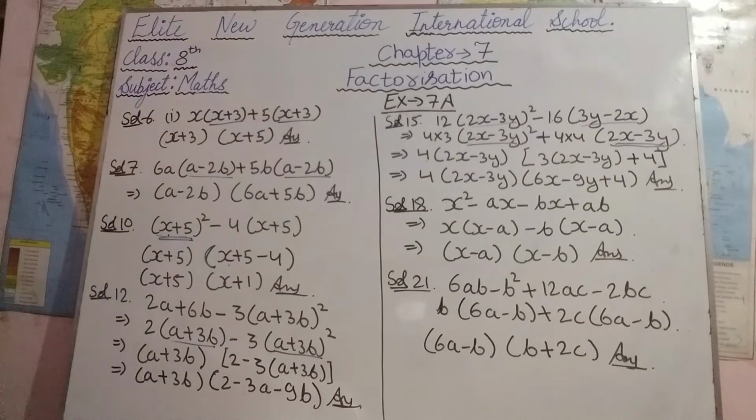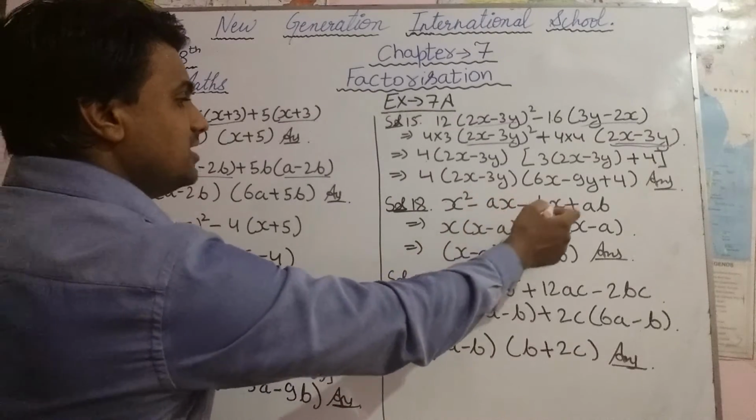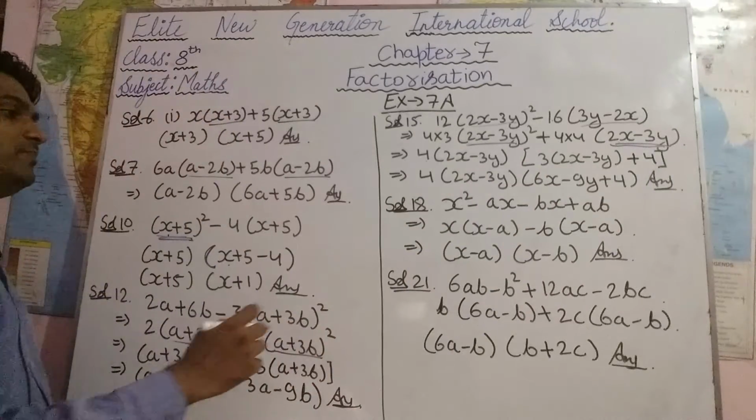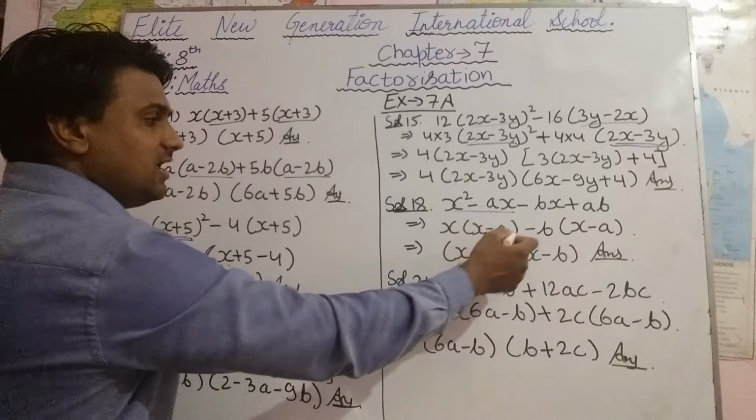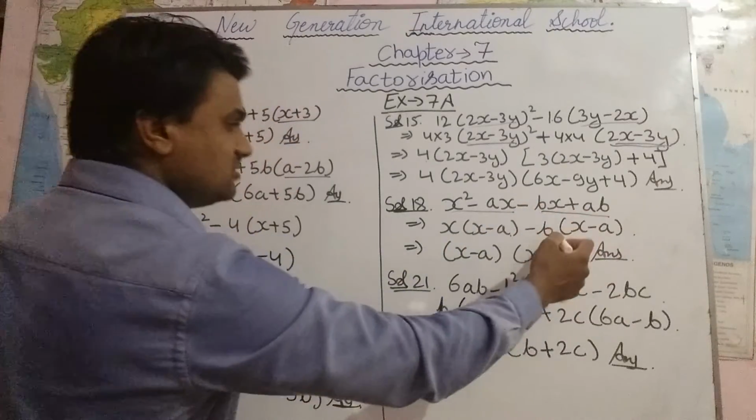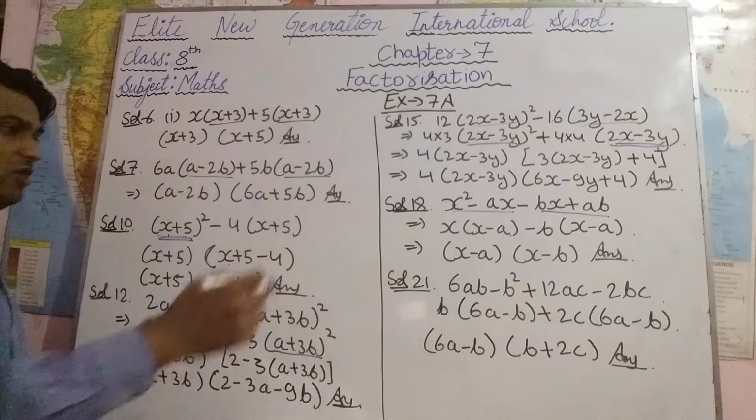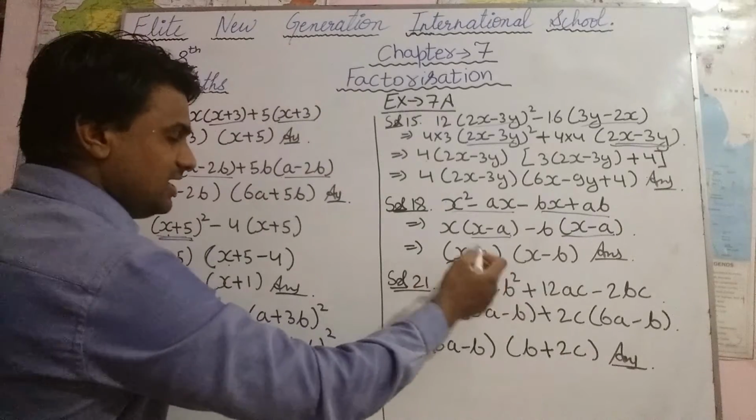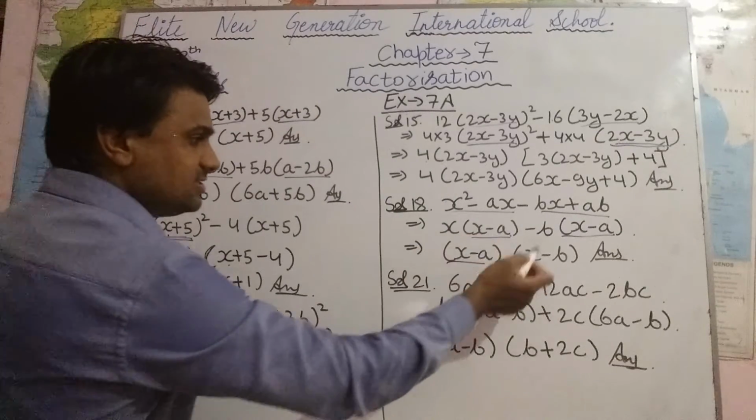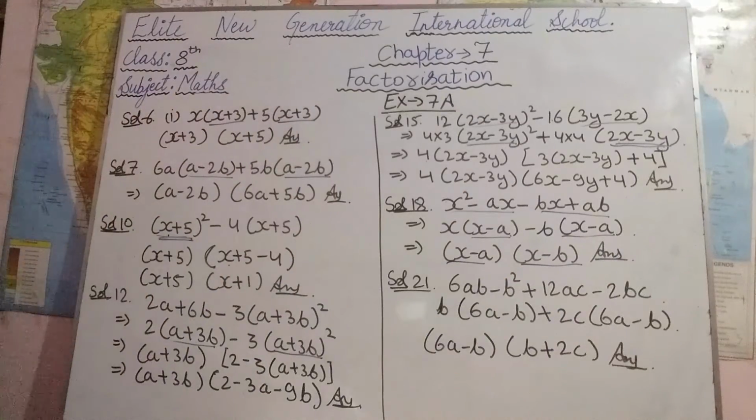Now after this, see question number 18. In question number 18 we have x square minus ax minus bx plus ab. So from these we can take x as common, so it will be x minus a, and from these we can take minus b as common, so in bracket it will be x minus a. Now we can take x minus a as common, so here x minus a, now here x and minus b will be left, so x minus a and x minus b will be the answer.